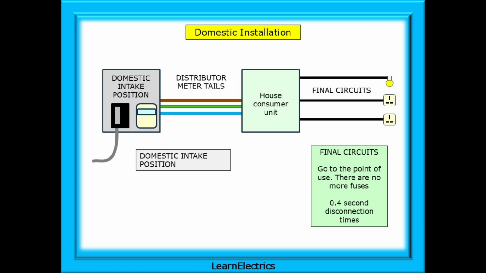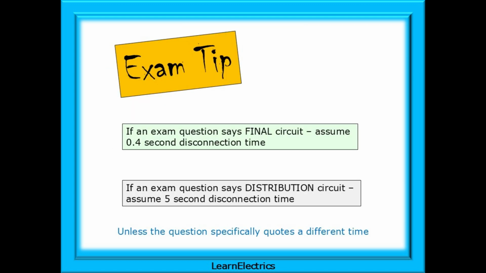We don't count FCUs or fused connection units as valid fuses for this. For final circuits, ignore the fact that there might be an FCU for the central heating boiler. An exam tip: if an exam question says final circuit, assume 0.4 seconds disconnection time. If the exam question says distribution circuit, assume 5 seconds disconnection time.